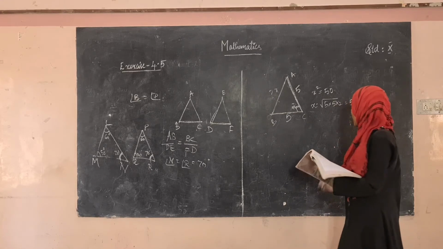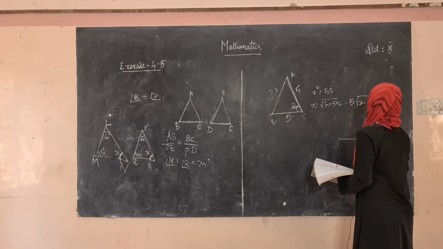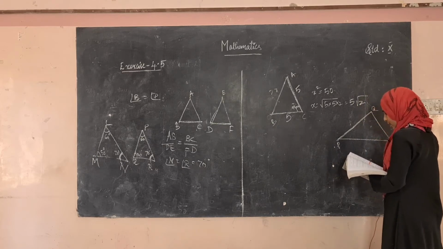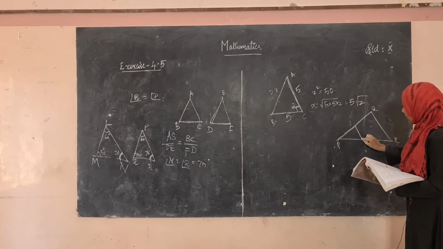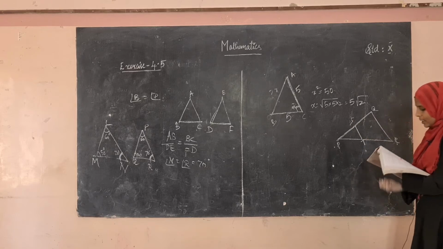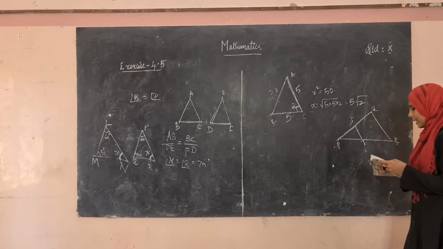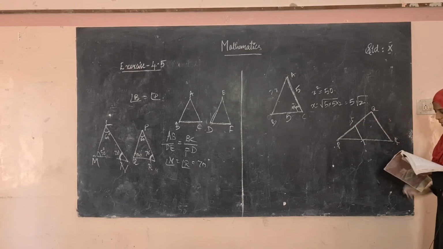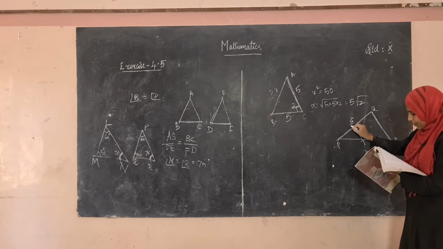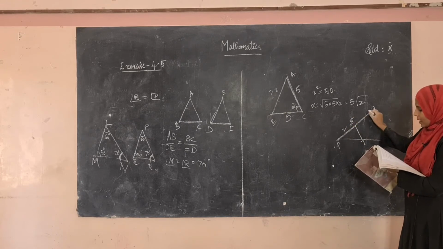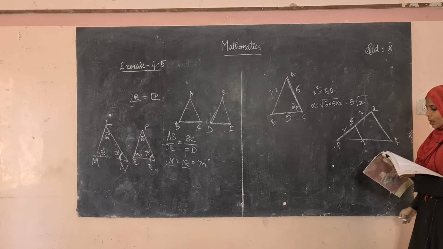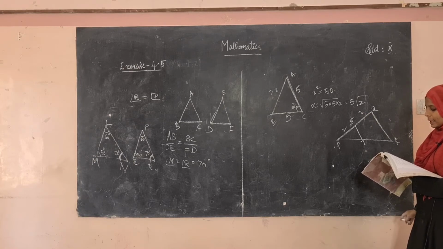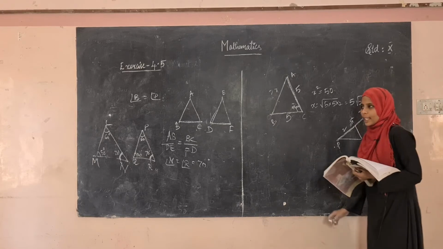So see the fourth sum. In a given figure, the figure is given like this. PQR is the triangle and this ST is the line inside the triangle in the figure. ST is parallel to QR. See here, this line is parallel to this line. If PS is 2 centimeter and SQ is 3 centimeter, then the ratio of the area of triangle PQR to the area of PST is, we have to find the area of the triangle.